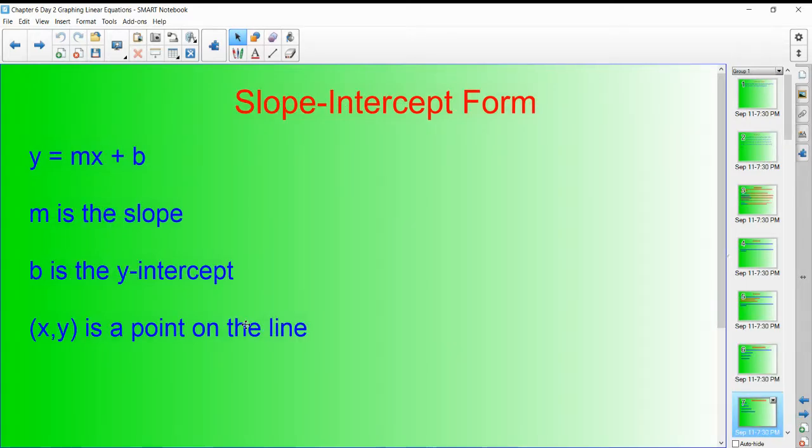So, slope-intercept form. The name tends to give away what it tells us. It tells us the slope and the intercept, specifically the y-intercept. So this is the form y equals mx plus b. We've all seen it many times before, where m is the slope, b is the y-intercept, and (x, y) is a point that makes the equation true. So it's any point on the line. But I need to know the slope and the y-intercept in order to graph.